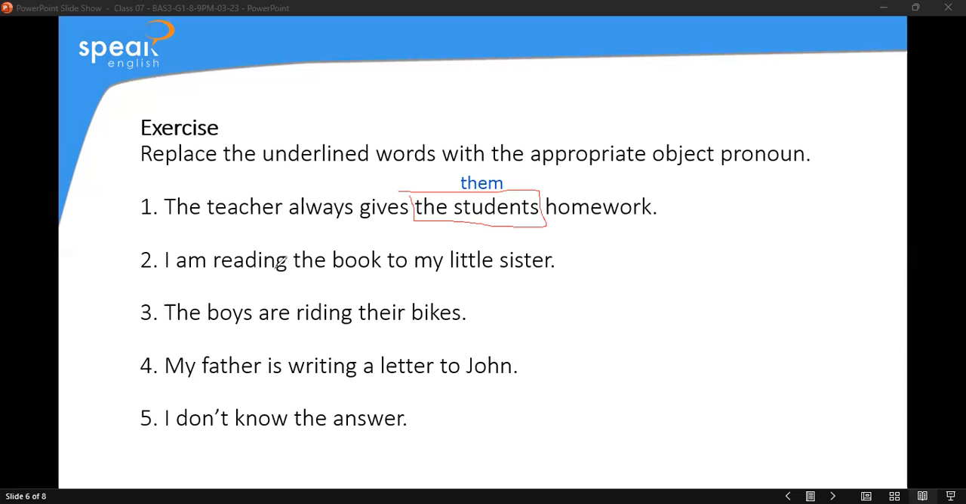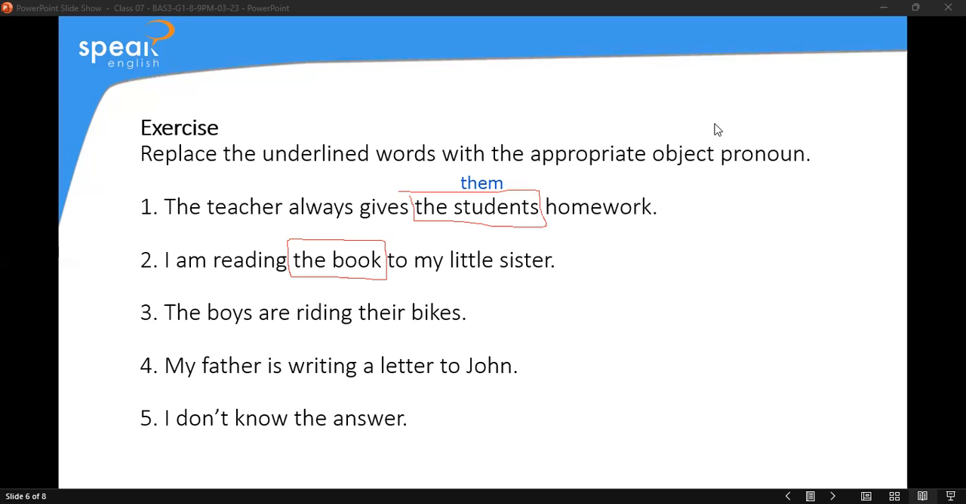What is the word that is after the verb? Reading is the verb, but the word after the verb? The book. So what are you reading? The book. So this is the object. So what is the object pronoun that I use to change it? Okay, don't worry. We can do it together.